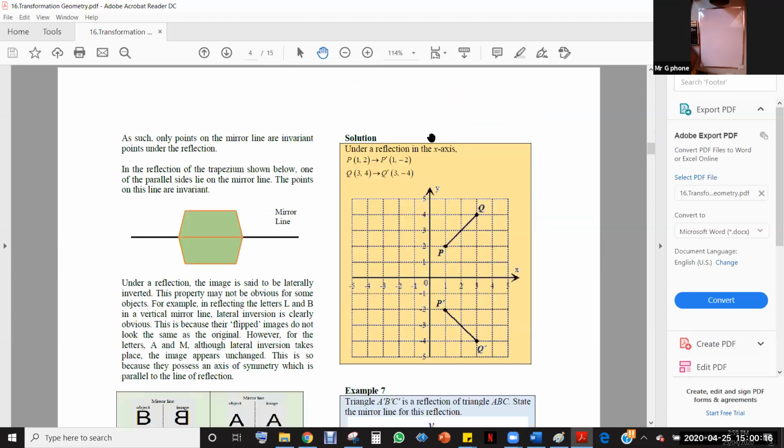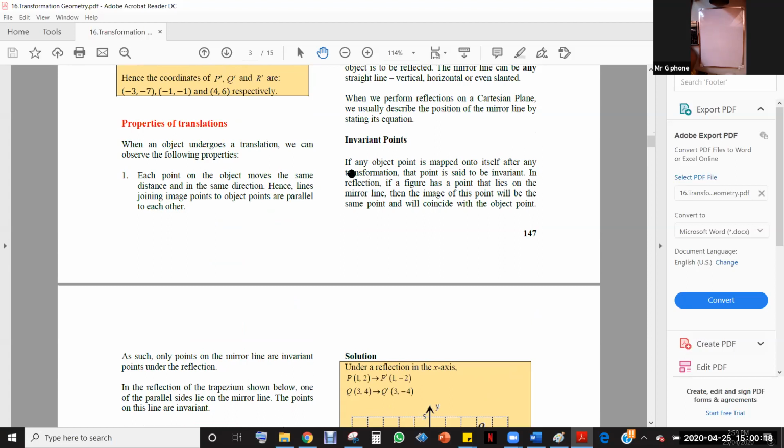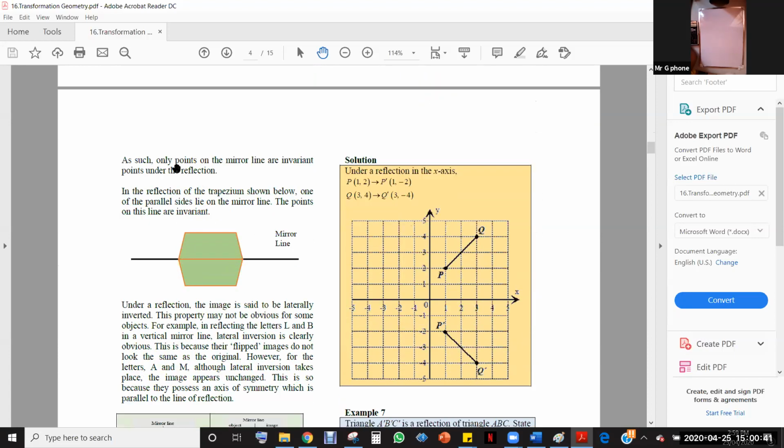So let's look at variant and invariant points. Let's look at invariant points first. If an object point is mapped onto itself after transformation, that point is said to be invariant. So in reflection, if an object has a point that lies on a mirror line, then the image of this point will be the same point and will coincide with the object point. As such, only points on the mirror line are invariant points under reflection.